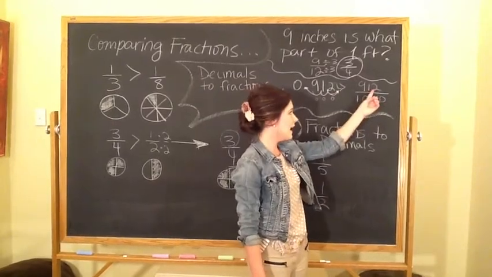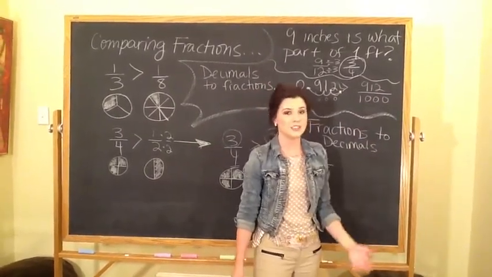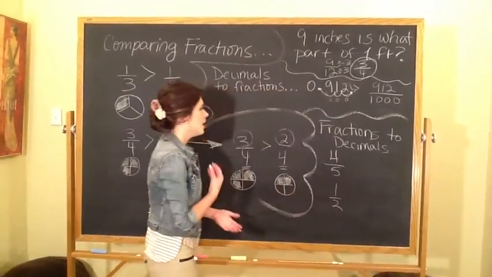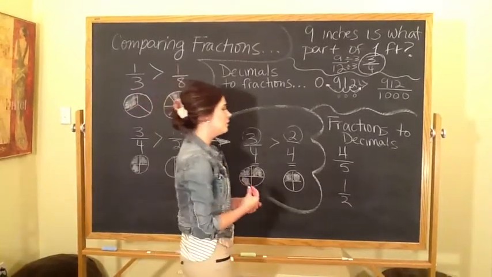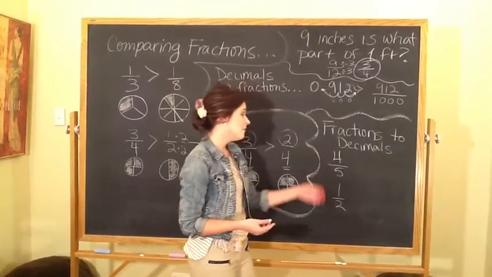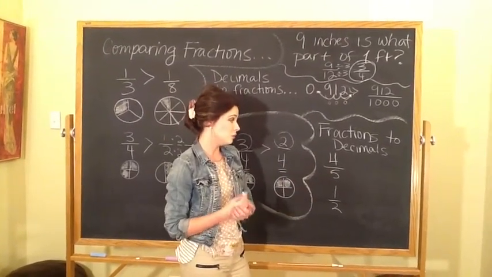So I see that this number ends in a 2 and this one ends in a 0. So I know it's at least divisible by 2, and probably several more numbers because they're big numbers. Let's go ahead and look at how to change fractions into decimals. So we have the fraction 4/5 and we want to get it into decimal form.